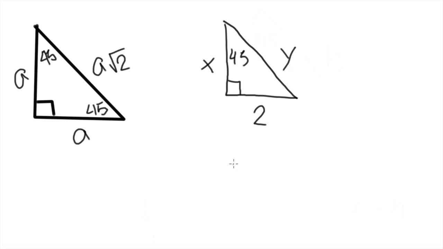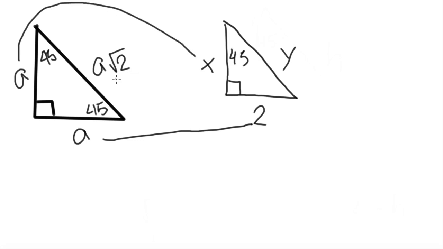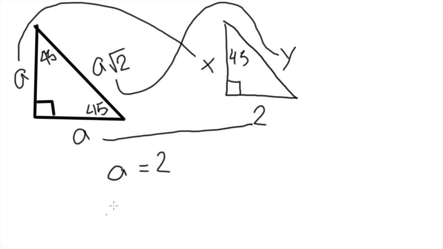What I like to do is set up a system of 3 equations. We know that this side here is equal to that side, this side here is equal to that side, and the hypotenuse is equal to the hypotenuse there. So we write that those are all equal to each other. We have A equals 2, A equals X, and A root 2 is equal to Y.